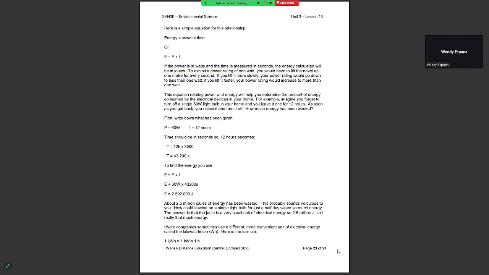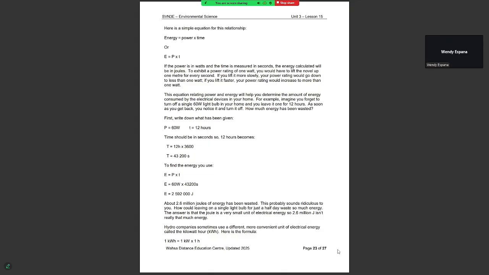So to have a power rating of 1 watt, you have to lift your novel up 1 meter for every second. Okay? If you lift it slower, your power rating is going to go down. It's going to be less than 1 watt. If you lift it faster, your power rating is going to increase to more than 1 watt.